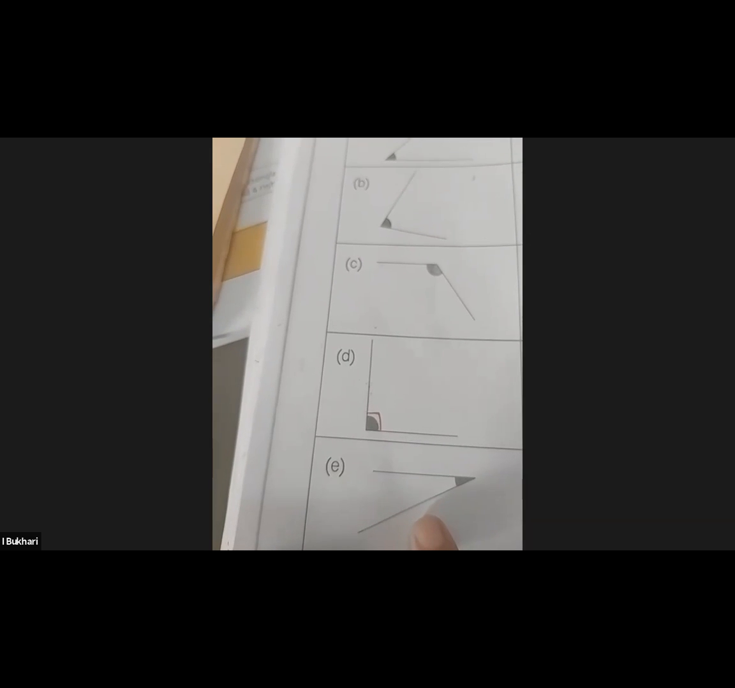Part E. Who's going to answer? Zoya Arsalan, good job. I'm very happy to see new hands. Yes, Zoya? Is this angle bigger, greater, or equal to a right angle? Smaller. Very good job. So what is such an angle called? An angle which is smaller than a right angle, what is it called? Acute. Good job, shabash.